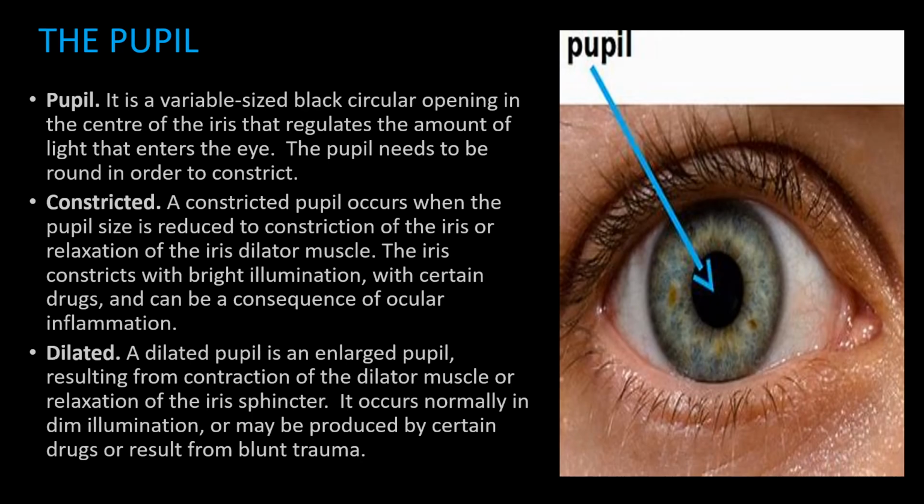It needs to be round in order to constrict. Constrict is when the pupil size is reduced, so that will reduce with bright light. A dilated pupil is an enlarged pupil resulting from contraction of the dilator muscle. It normally occurs in dim illumination. It can also be caused by drugs or a trauma.